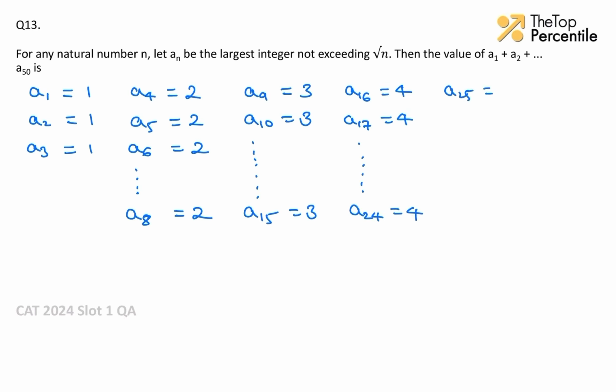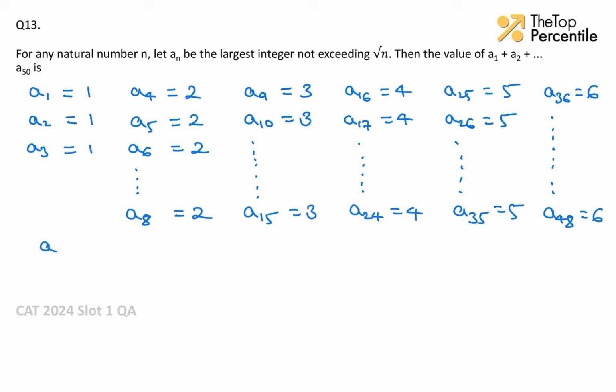For A25, it will be root 25, that is 5. A26 will also be 5. This will go on till A35, which will also be 5. For A36, it will be root 36, that is 6. This will go on till A48, which will also be 6.